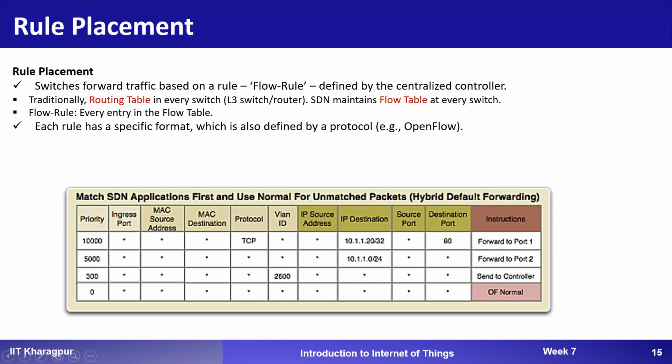So this is an example of your flow table, in which different fields are there. For example, priority, ingress port, MAC source address, MAC destination, then protocol IDs, IP source address, IP destination, source port, destination port, instruction. So depending upon the rule, different fields can be filled, and on the basis of these fields the data can flow from your sender to your receiver.